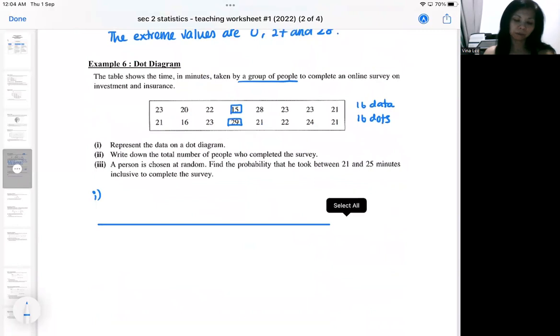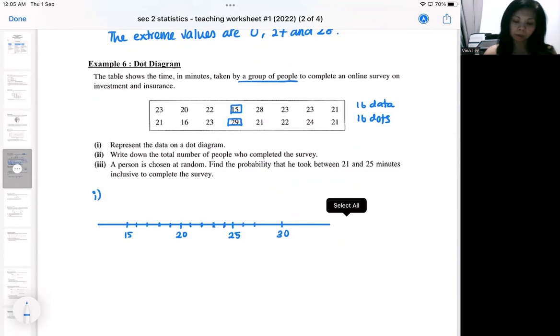So the smallest is 15. So it can be like 15, okay. Then 20, 25, 30. So I think that should be enough. Then in between is 16, 17, 18, 19, 21, 22, 23, 24.